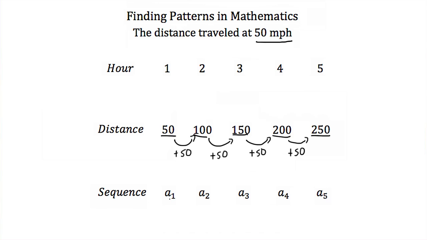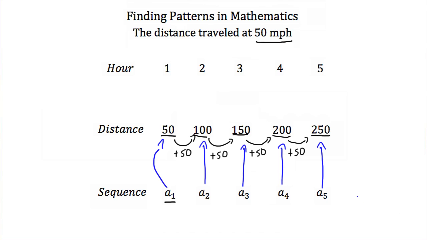Now when we have a sequence, we call every term in that sequence A. And then with that A, we usually have a subscript that tells us the place in the sequence that term belongs. So A1 would be the first term in our sequence. And in that case, our first term would be 50. Our second term in this sequence is 100. The third term, or A3, would be 150. A4 would be 200, and the fifth term, A5, would be 250.